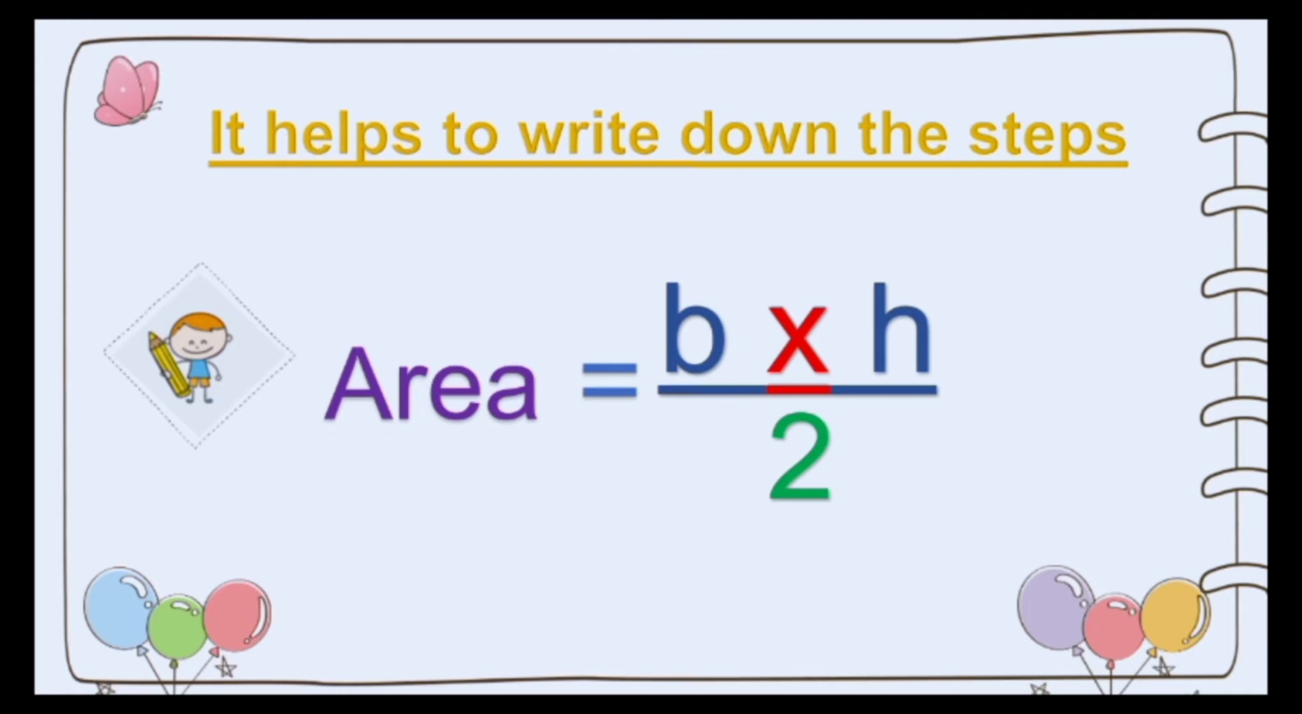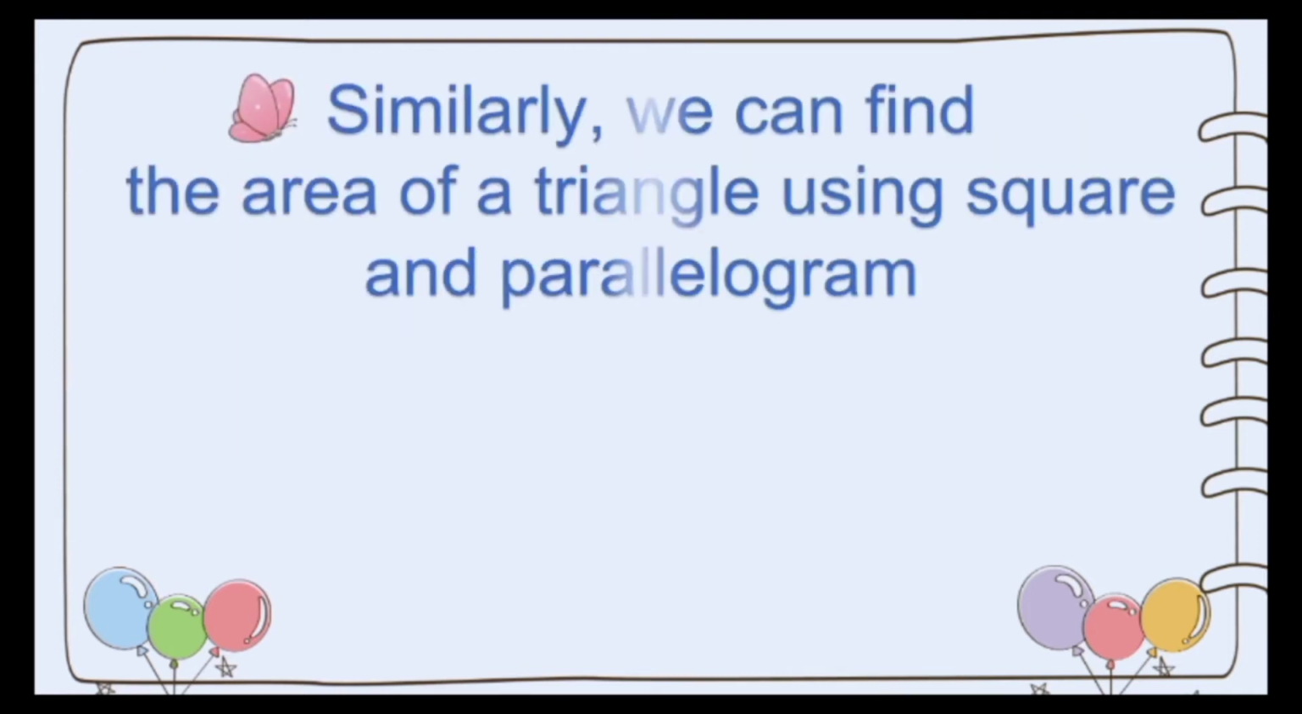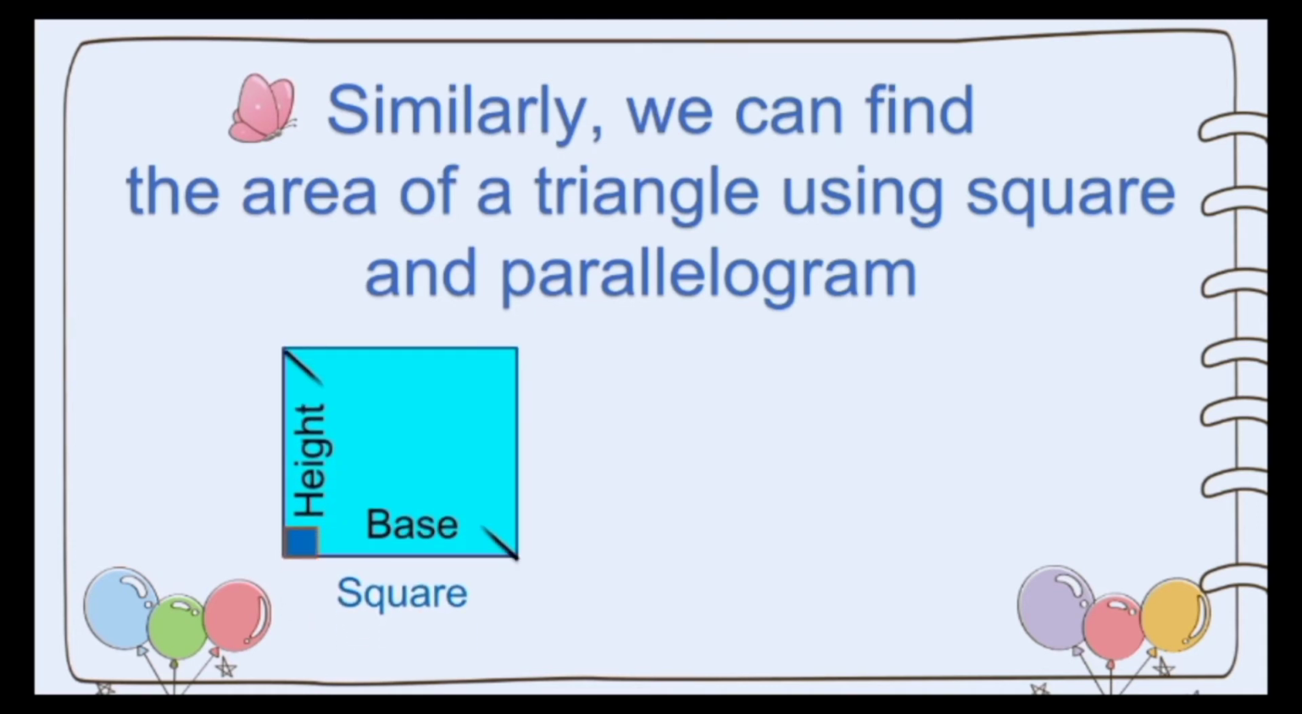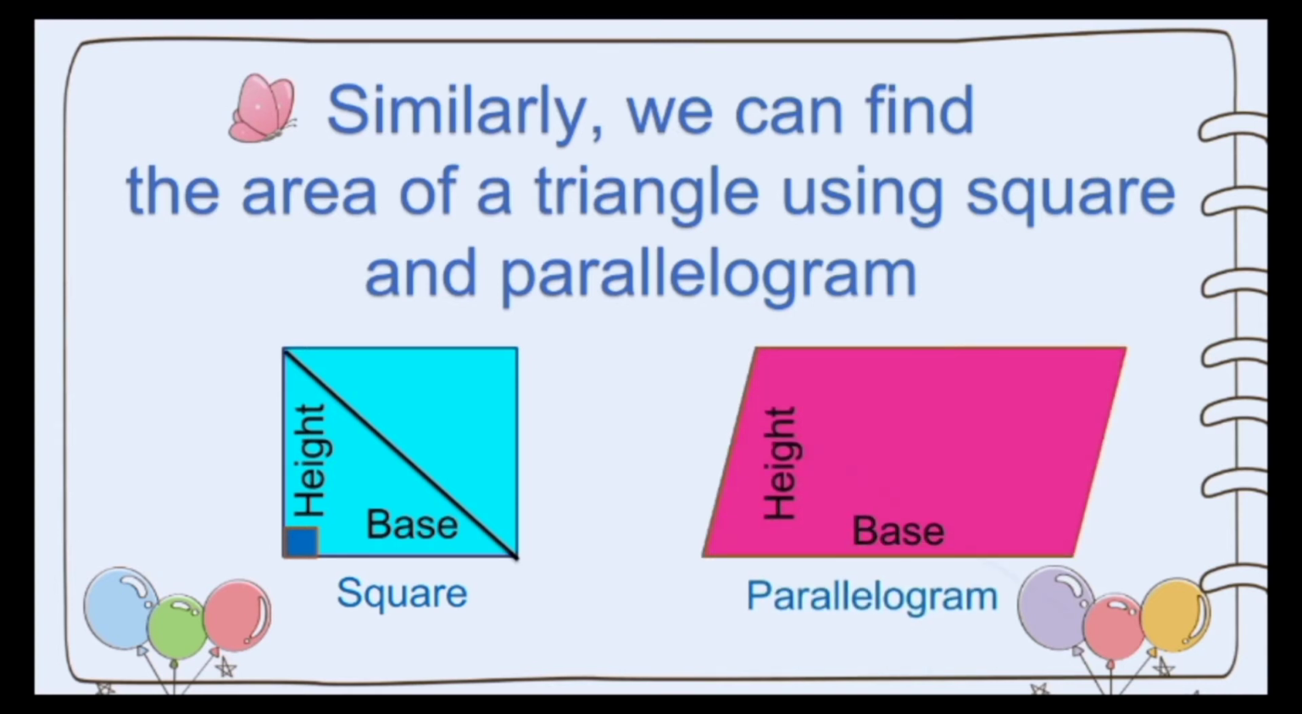Similarly, we can find the area of a triangle using a square and a parallelogram. If we cut the square in half diagonally, we get two congruent triangles, and if we cut a parallelogram in half diagonally, we get two congruent triangles. So we can derive the same formula for the area of a triangle, base times height divided by 2, from both figures, square and parallelogram.